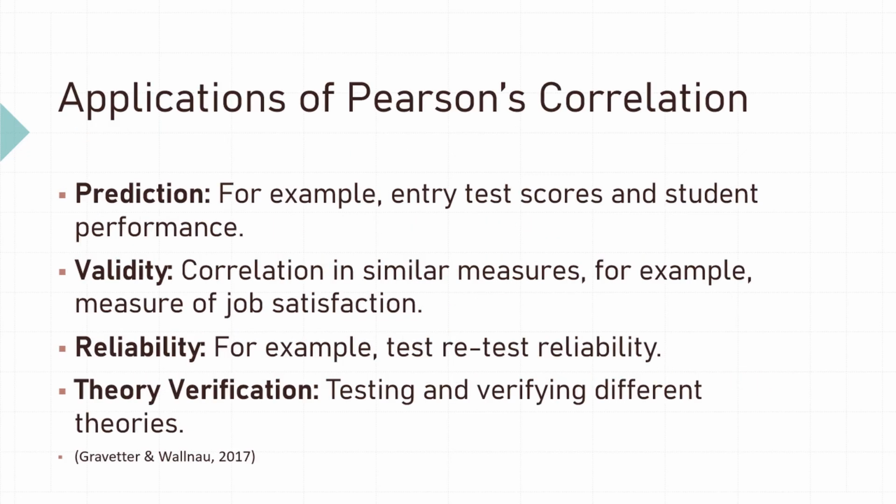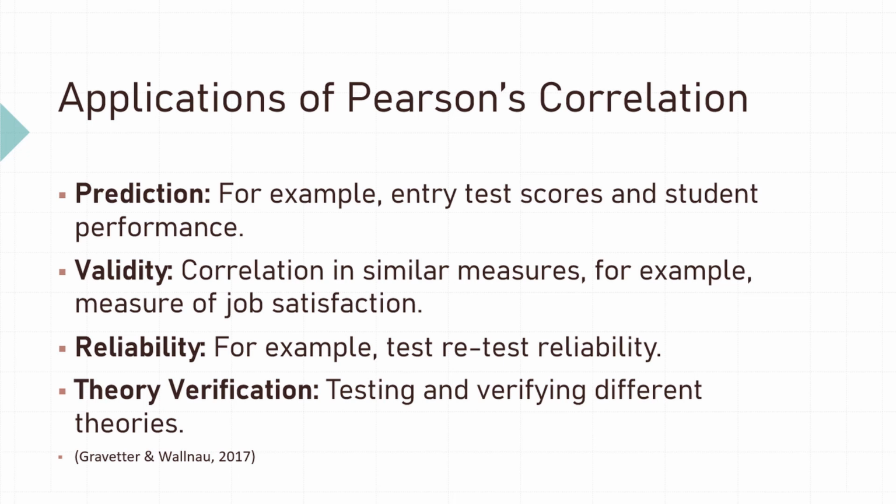Applications of Pearson's correlation. There are certain applications where Pearson's correlation is used. One is prediction, for example entry test scores and student performance. Can we predict students' performance from their entry test scores? It is used for prediction. For validity, we look at correlation in similar measures, for example a newly developed measure of job satisfaction and an old measure of job satisfaction. Do they correlate with each other? If the correlation is high, we say that the new measure of job satisfaction is valid.